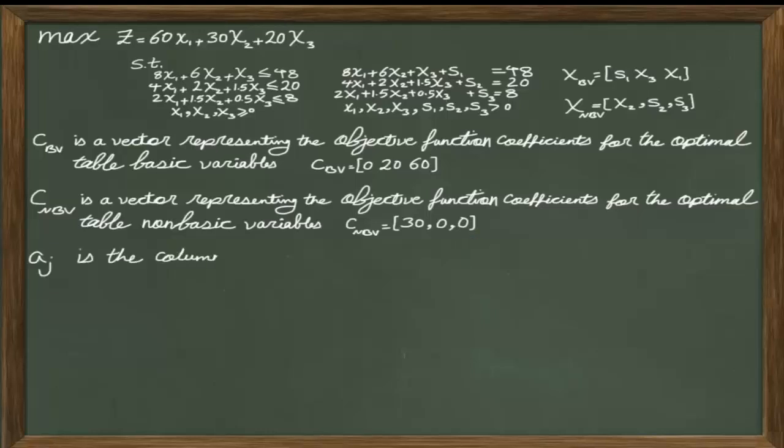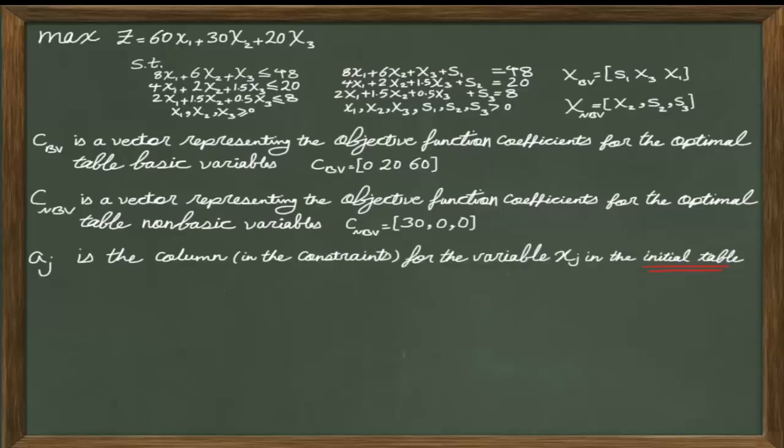The next vector that we need to know is AJ. AJ is the column of coefficients for the variable xj in the initial table. For example, to form A1, we have to look at the coefficients of the first decision variables in the constraints. If you assume that x1 is the first decision variable in my constraints, this is the vector that represents all the coefficients of x1 in the initial table. So I have to write 8, 4, 2 as A1.